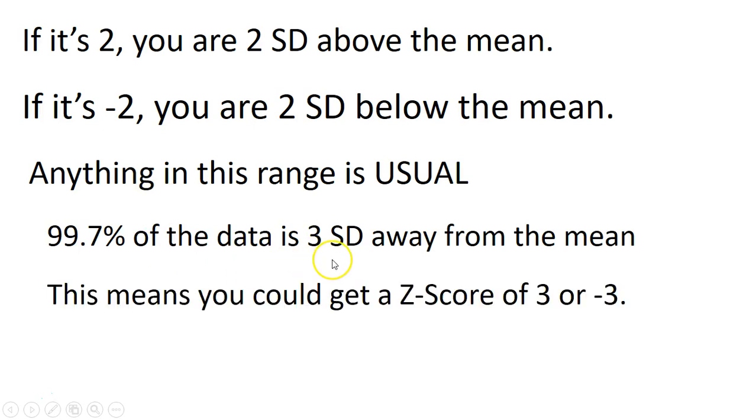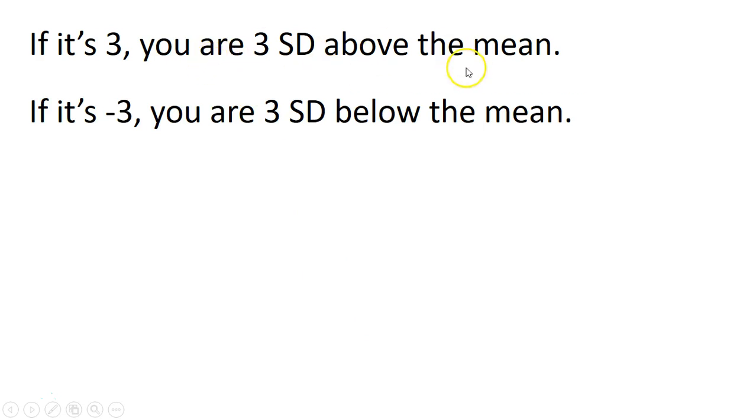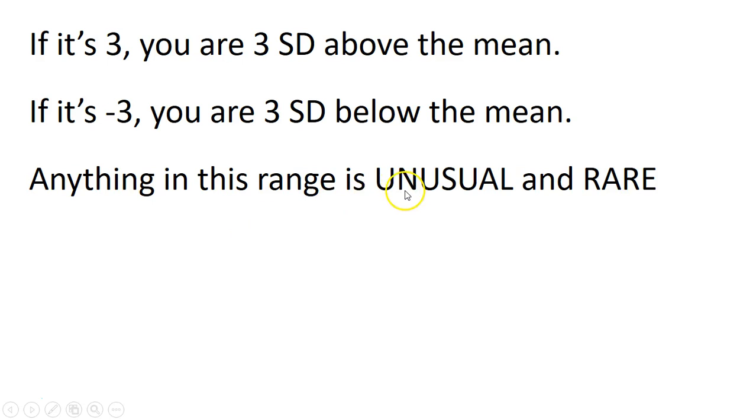99.7% of the data is within 3 standard deviations above and below the mean. So again, 3 above, 3 below is what that means. Anything in this range is unusual, as in above 2 standard deviations. So anything that is definitely above that is definitely rare, is what they're saying.